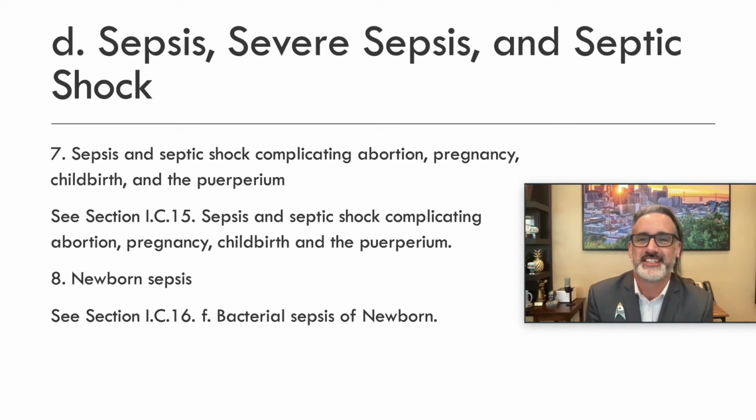Now, sepsis and severe sepsis complicating abortion, pregnancy, childbirth, and the puerperium is discussed further down the road in Chapter 15 in the OBGYN codes. And newborn sepsis is again discussed farther down the road in Chapter 16, where we'll be looking at the newborn codes.